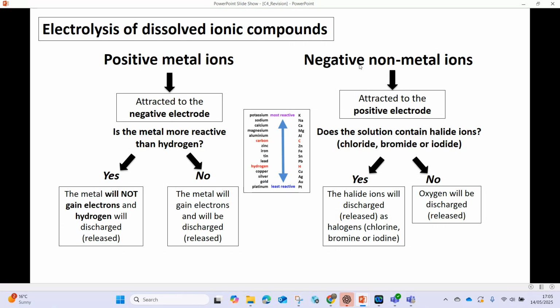In terms of the negative non-metal ions attracted to the positive electrode, if the solution contains halide ions, that is chloride, bromide or iodide ions, then the halide ions will be discharged and released as halogens: chlorine, bromine, or iodine. If the solution doesn't have any halide ions in it, then at the positive electrode, oxygen will be discharged due to the hydroxide ions in the water.